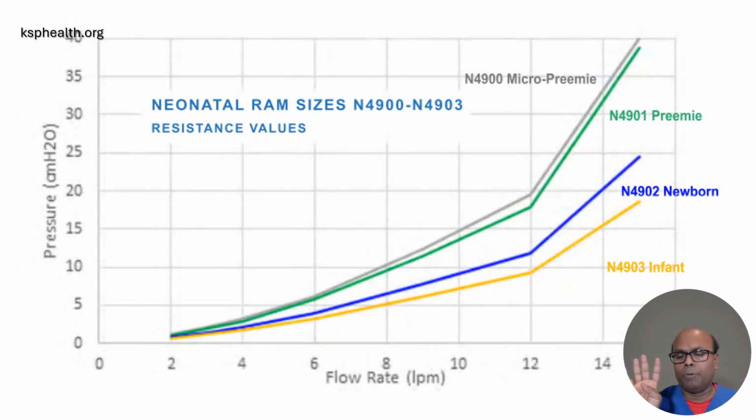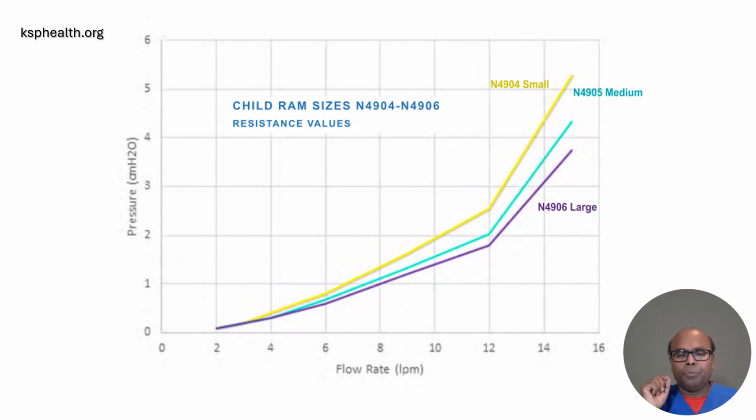The RAM cannula comes in 4 sizes for neonates: one for micro preemie, second for preemie, third for newborn, and finally for infant. They come in different colors so that it's easier to pick up rather than looking at the numbers. The RAM cannula for pediatrics comes in 3 colors. The small one is yellow, the medium one is teal, and the large one is purple.